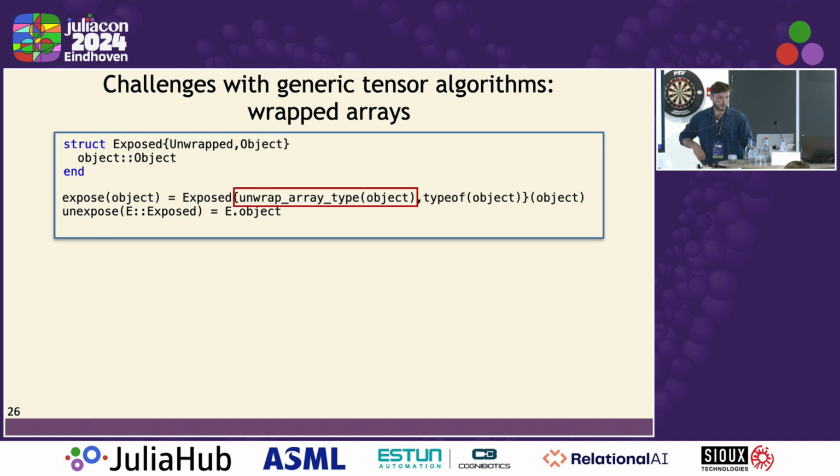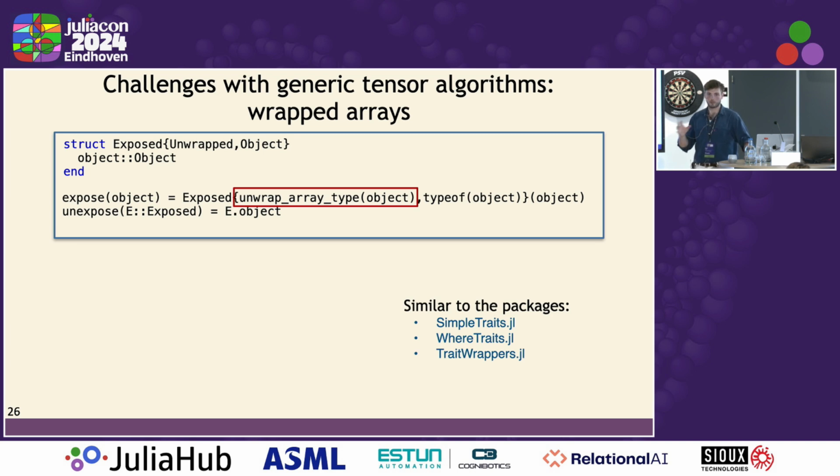And it's very simple. It's just a small struct that has two types in the parameters, an unwrapped type and the original object type. We just call this unwrap array type function, which I'm not going to describe here, to uncover deep down what our actual type is, and we keep the original type information here. This is similar to other packages like SimpleTraits, with trait wrappers. It's again based on the trait dispatching we're trying to do.